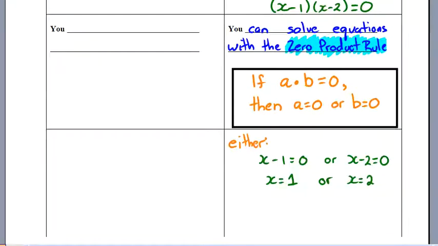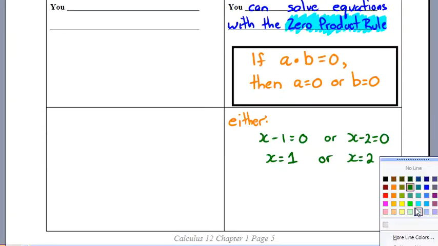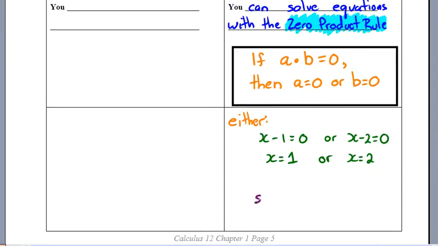Now, those numbers that we found, we would say, hey, those are solutions to the equation. There's another name that we sometimes use too. You could call them roots of the equation. So I've got some solutions, or you could say I've got some roots.